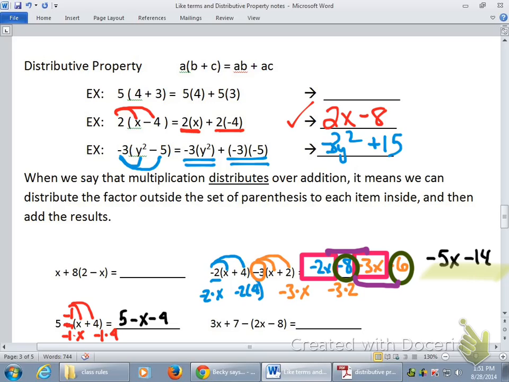Are any of those alike? Yes, sir. What's alike? The 5 and the 4. So I've got 5 minus 4, and 5 minus 4 is 1, so my answer is 1 minus x.